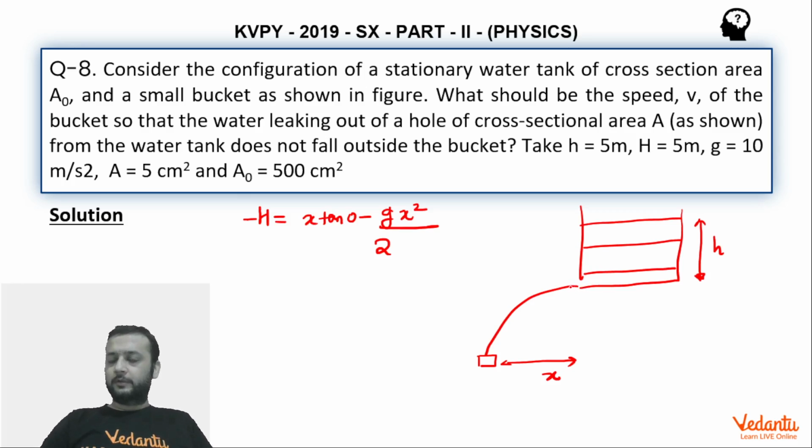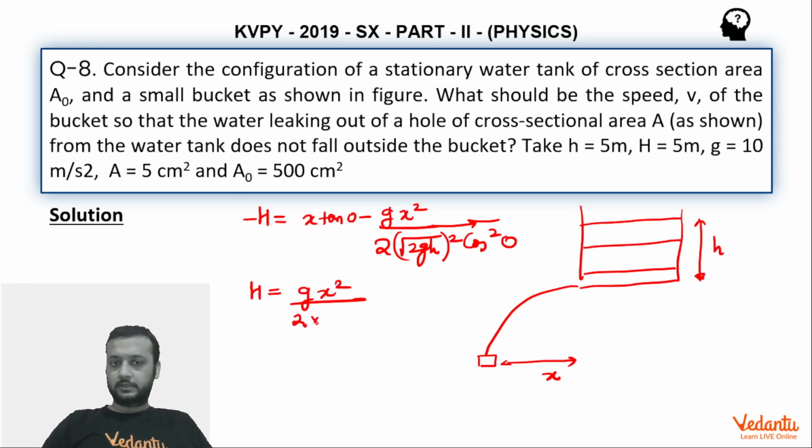Now what will be the initial speed of the water coming out? That will be the velocity of efflux, the speed with which water comes out of the tank. We know that it is root 2 g h, where h is the instantaneous height of the water remaining in the tank. And cos square theta is again 1 here, so this becomes H equals g x square upon 2 into 2 g h. Taking this on the right side, we get 4 g h H equals g x square.